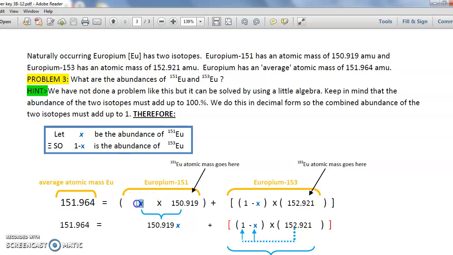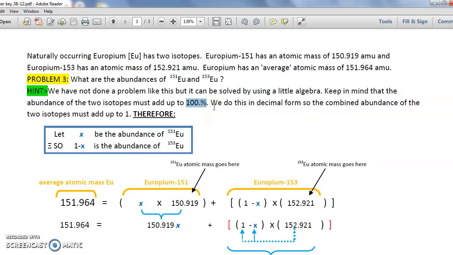We don't know what the abundance is of 151, which would normally go there in decimal form. And we don't know the abundance of 153, which would normally go here in decimal form. What do we know? That there's two isotopes only. And that those two isotopes, the percent of those two isotopes together, should equal 100%. If you only have two isotopes, the percentage of 151 and 153 has to add up to 100%.